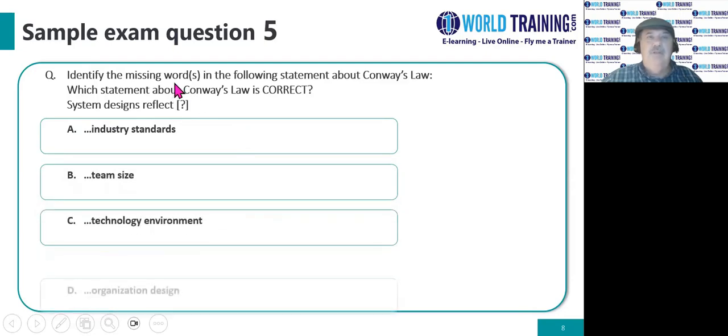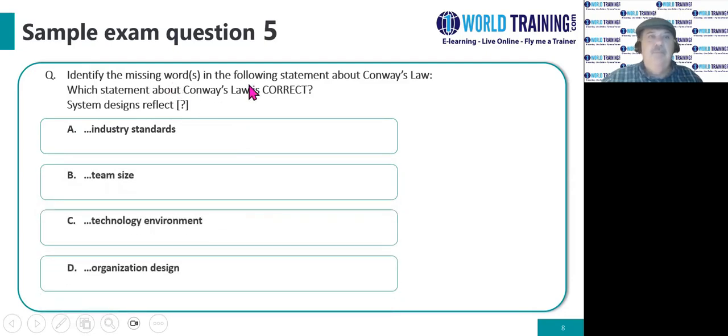Which statement about Conway's law is correct? Systems design reflects, okay, you may recall Conway's law indicates that the organization structure kind of mimics the product structure. So it's nothing to do with industry standards. So A is not a good answer. Team size, not directly. Technology environment, no. Organization design, yeah. So D is the best answer.